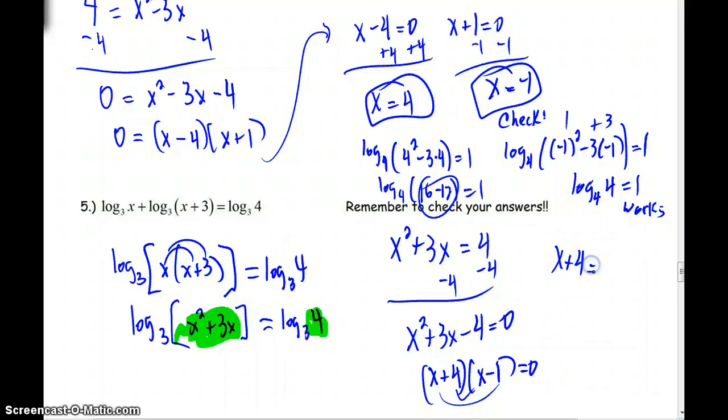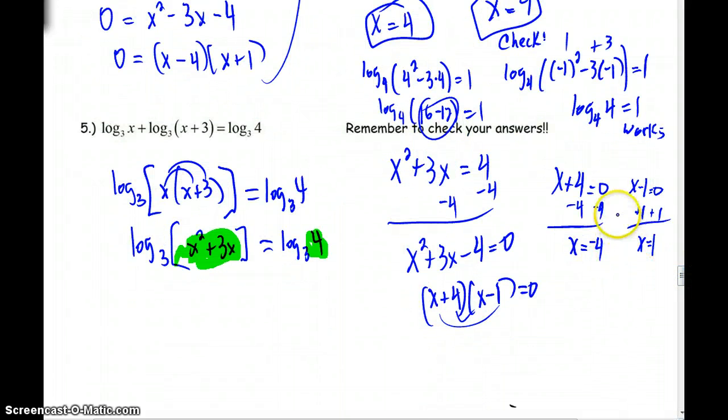So take x plus 4, set it equal to 0. Take x minus 1, set it equal to 0. You'll get negative 4. So x equals negative 4. Add a 1 here. You'll get x is 1. The big question is, do both of these work? Well, you don't know until you do a check. Plug in negative 4, you can immediately see you're in trouble.